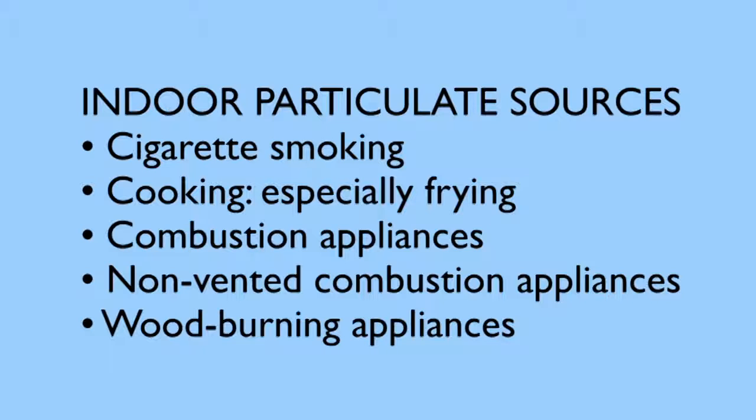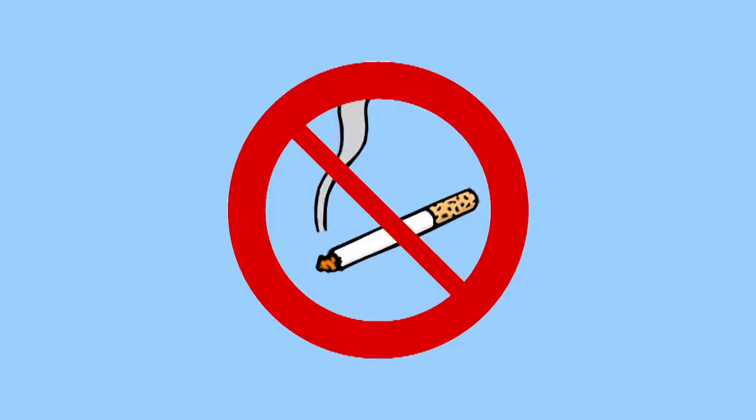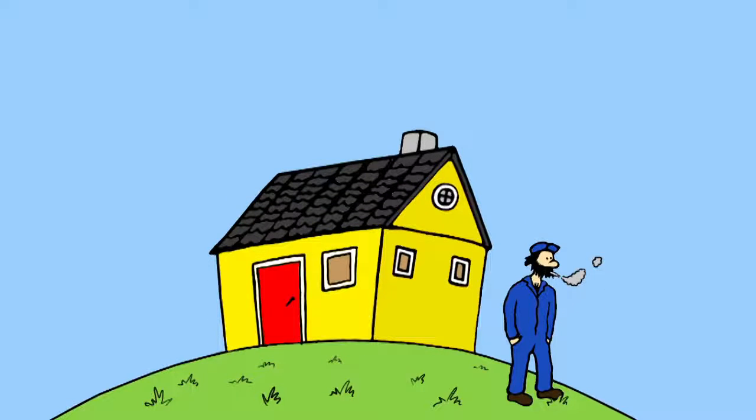We now need to think about how we could reduce the amount of particulates from these activities. Cigarette smoking is straightforward, cut down or stop. But if that's not a possibility, then make sure people smoke outside. This will reduce the concentration of particulate matter inside a building from having harmful effects on the body.